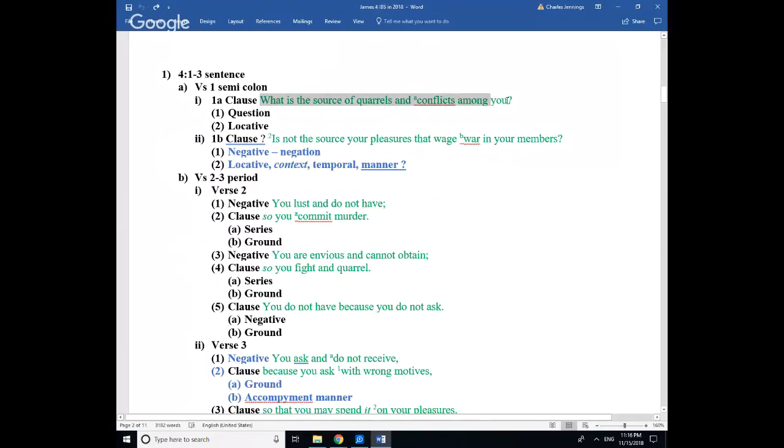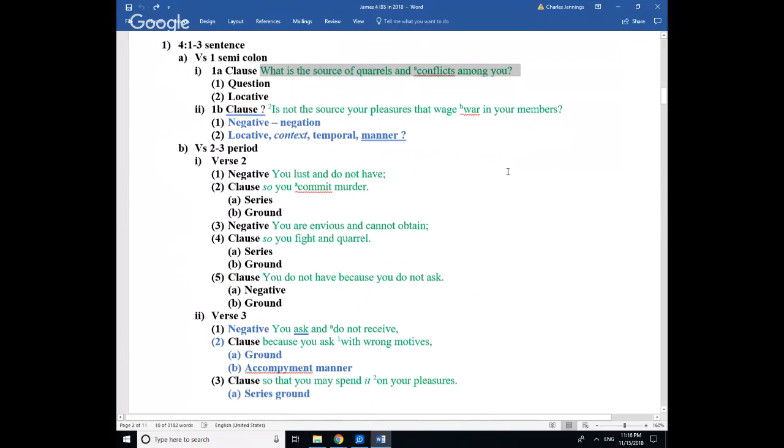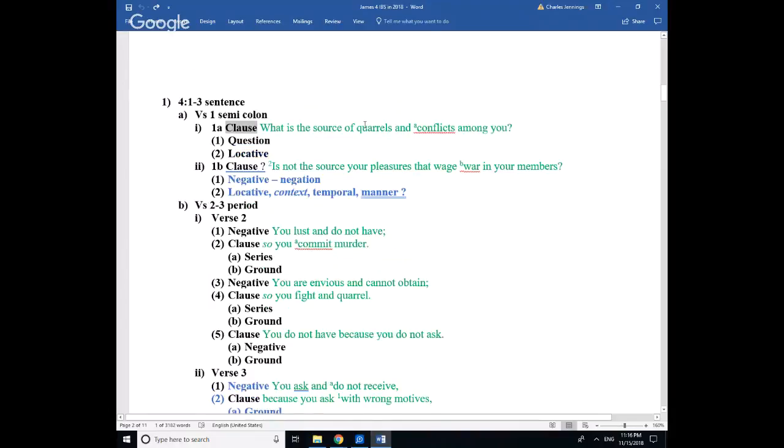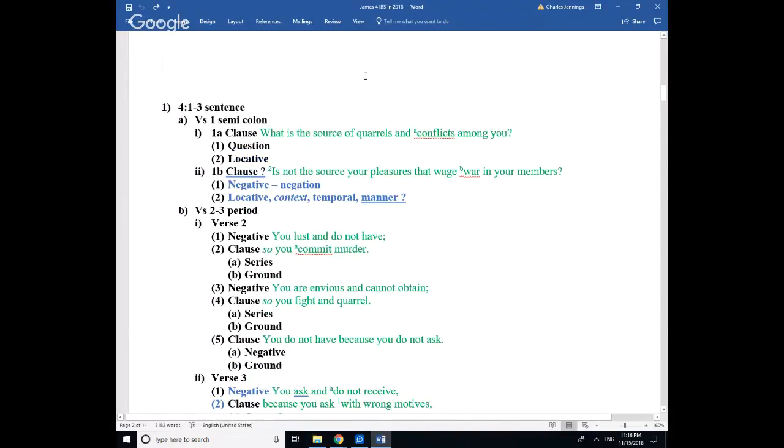What is the source of quarrels and conflicts among you? I called it a clause. I'm just doing this for demonstration purposes. You understand what a clause is, Janet? Yeah, two or more words that has SVO. Yes, I was fixing to write that. It has SVO: subject, verb, and object.